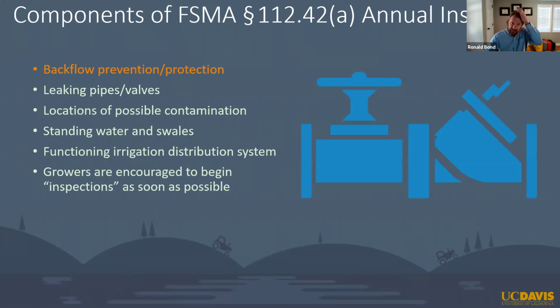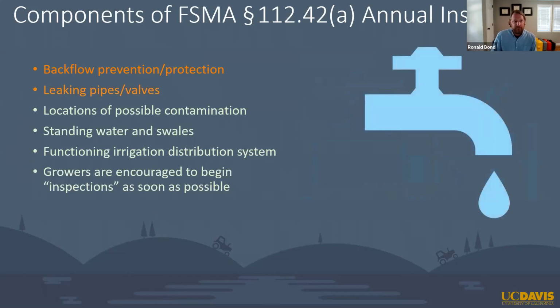Now, what are these degrees of protection? Well, one of those is backflow prevention. I'm living in the South now, and there's not a lot of backflow preventers on irrigation wells. And I've been recommending, at least to growers that I work with, that's the minimum you should be doing. And we've learned that through FDA outbreak investigation courses. This is one of the number one things they look for are backflow preventers on your piped irrigation systems. Also, looking for leaking pipes and valves throughout the distribution system.